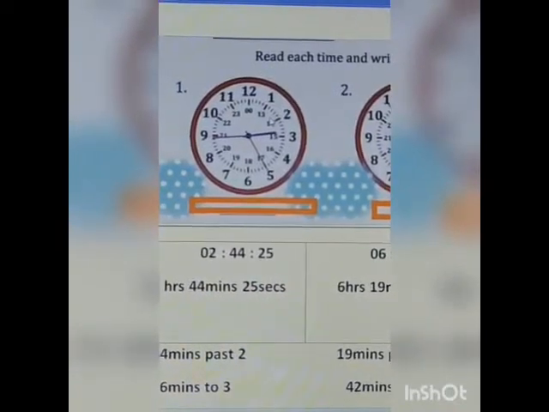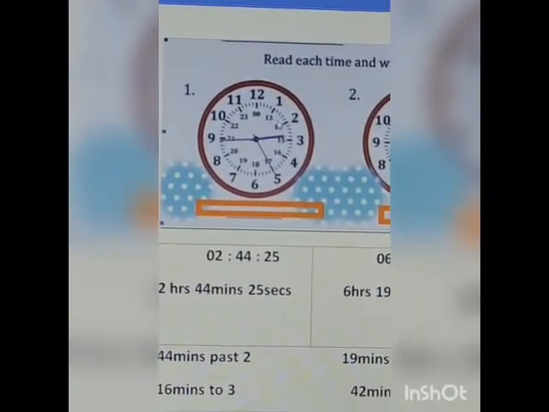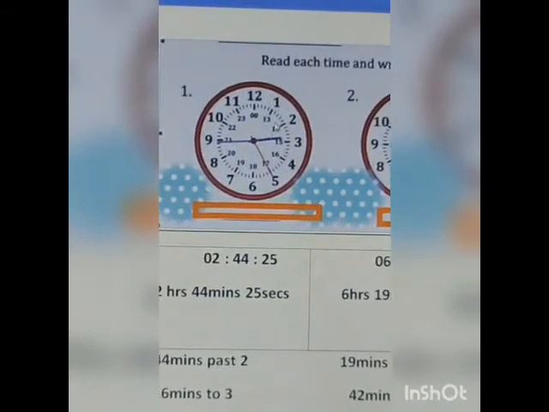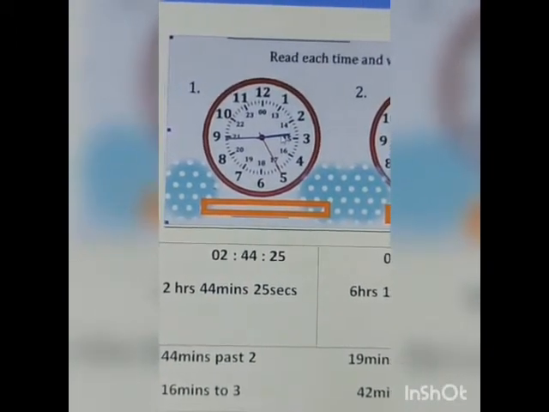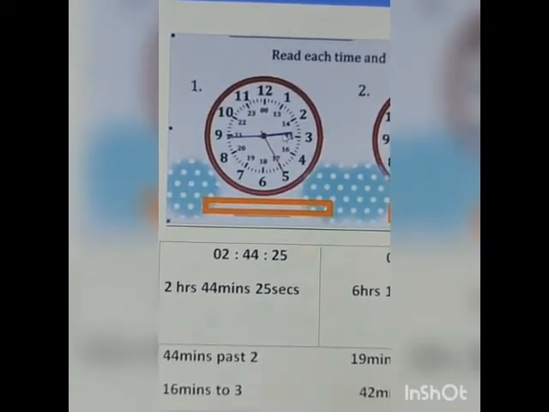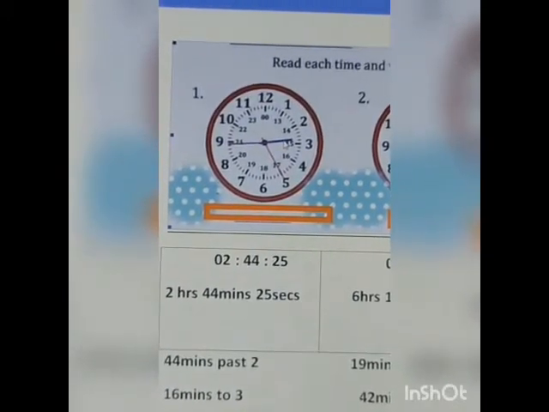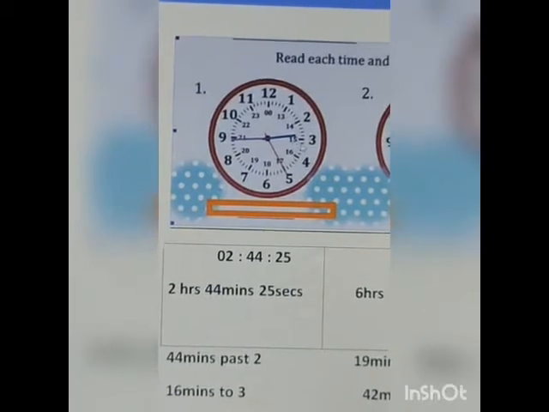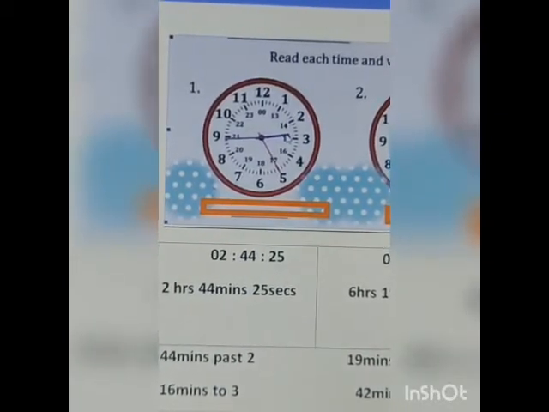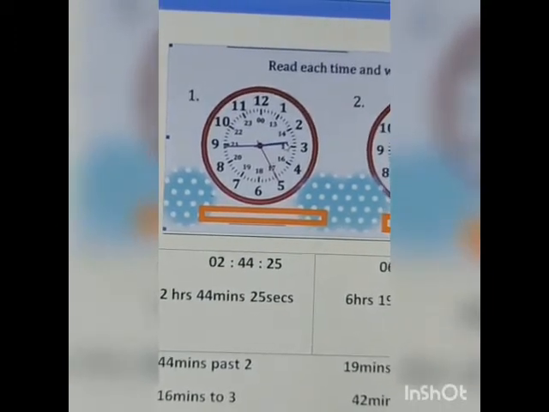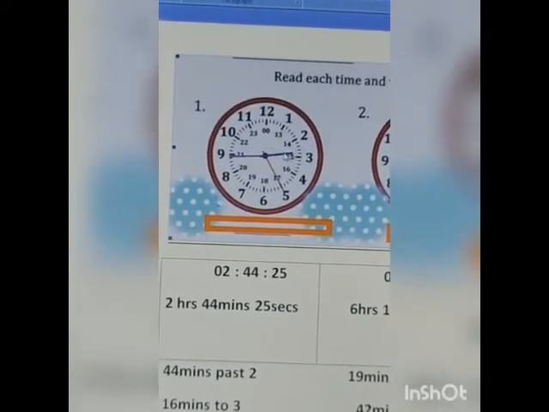Let's start with the first clock. Look at the hour hand. This is the hour hand, and it is just in between 2 and 3. It has crossed 2 and is very close to 3. So how many hours have passed? 2 hours have passed.